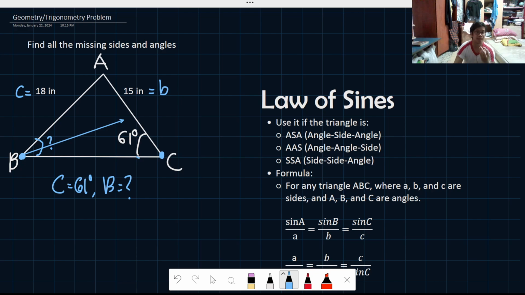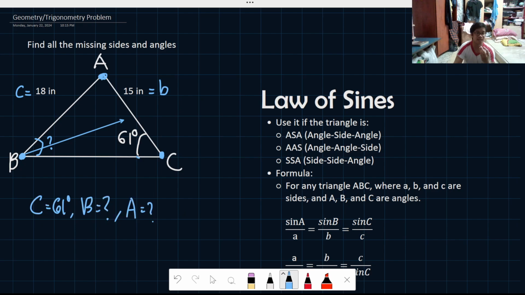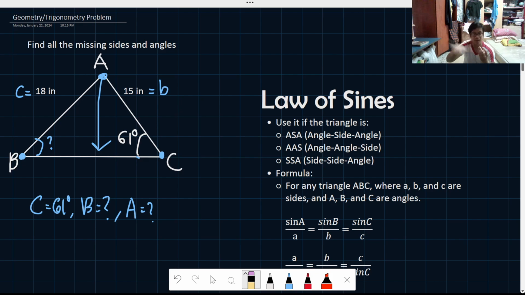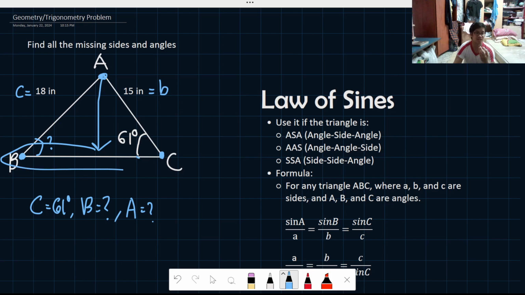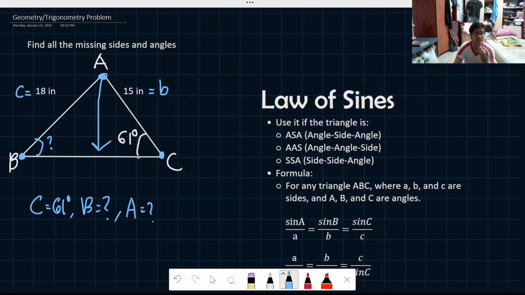And lastly, how about A? Capital A is obviously missing. Now, if you take a look at where it is facing, it actually faces the base of the triangle, basically the down part of the triangle. So this side here is small letter a. That is your small letter a.